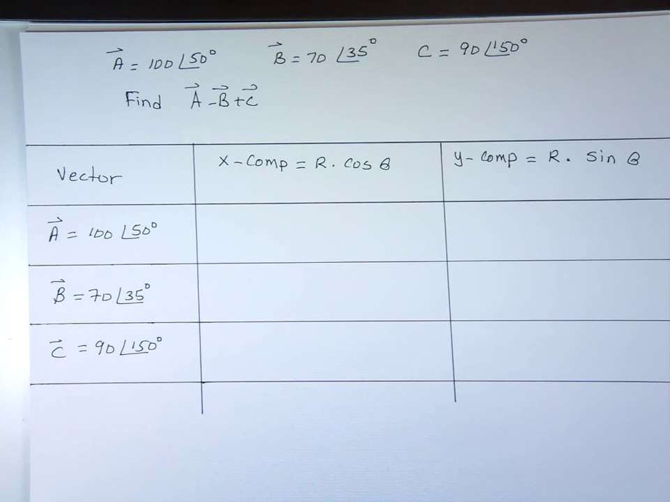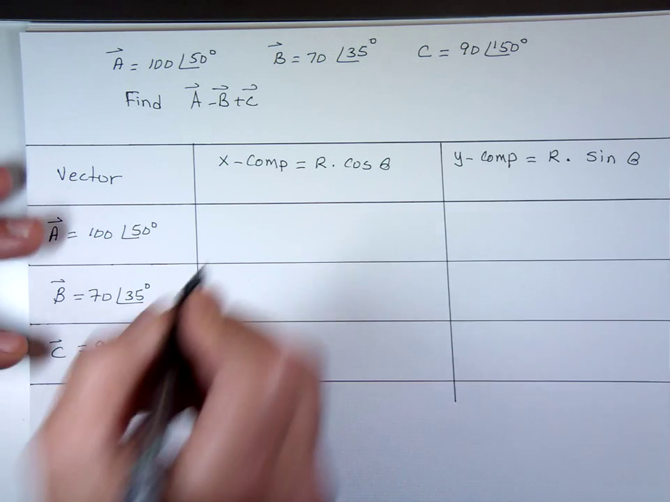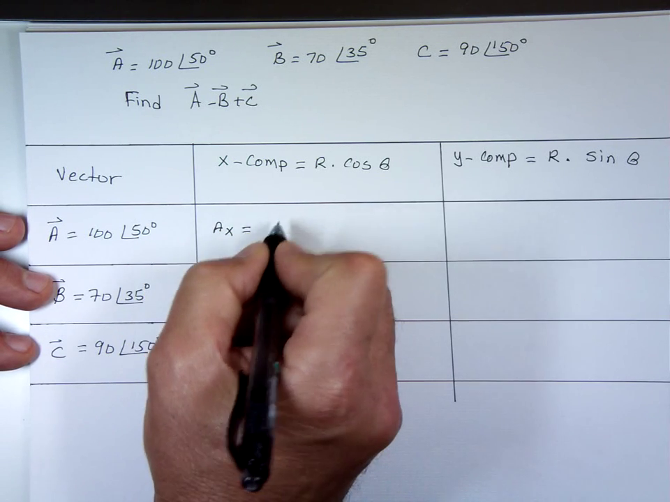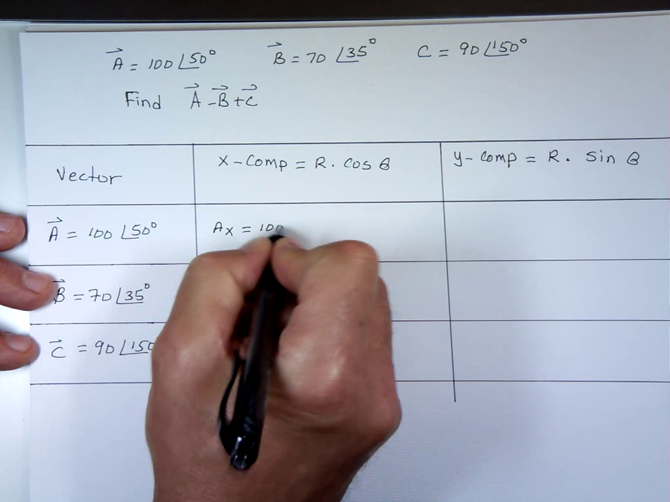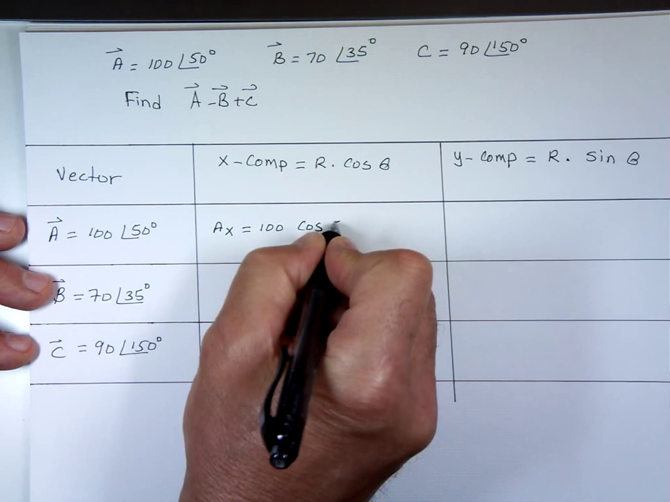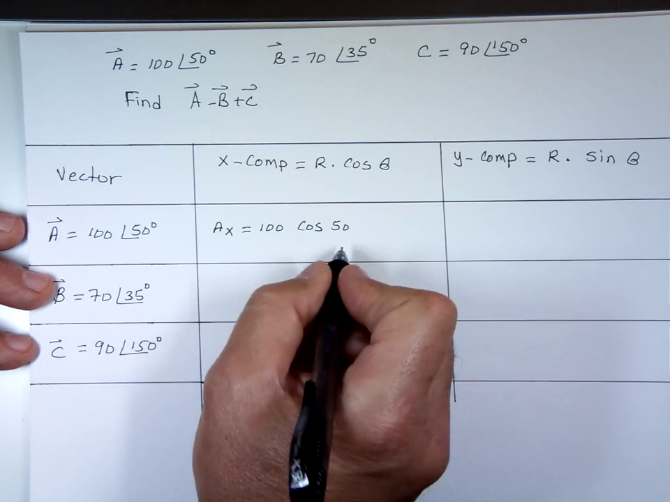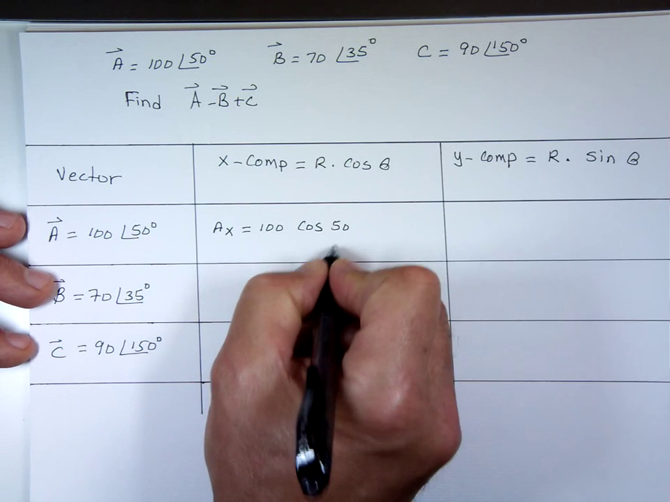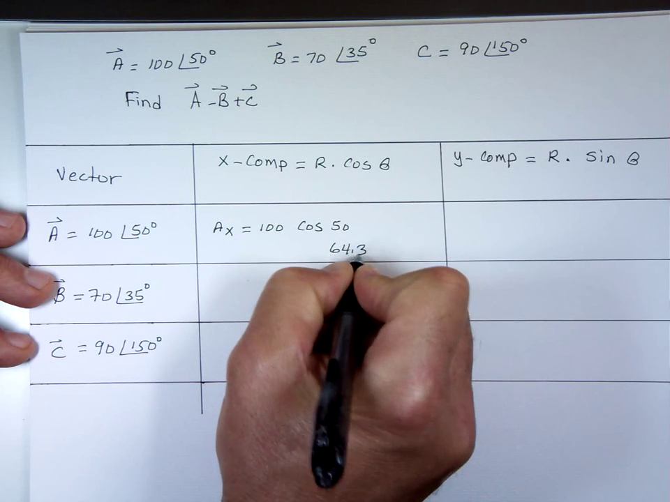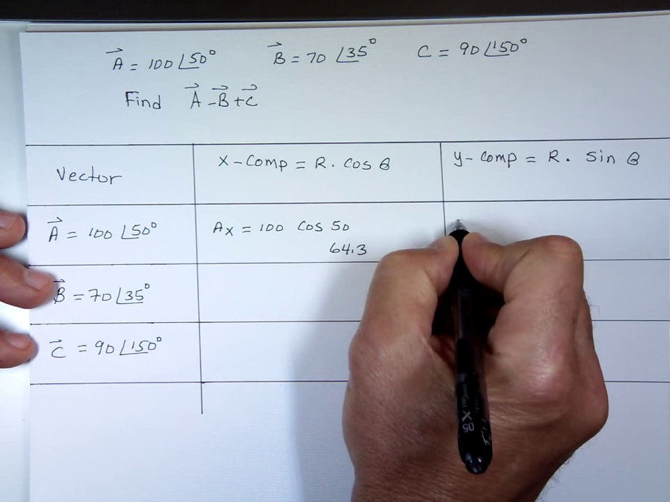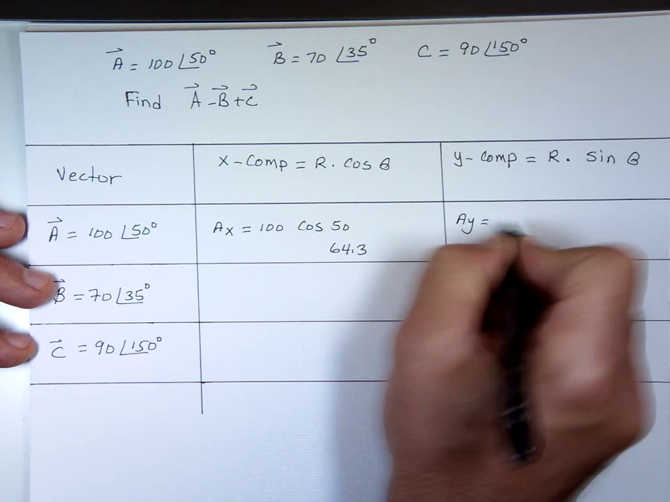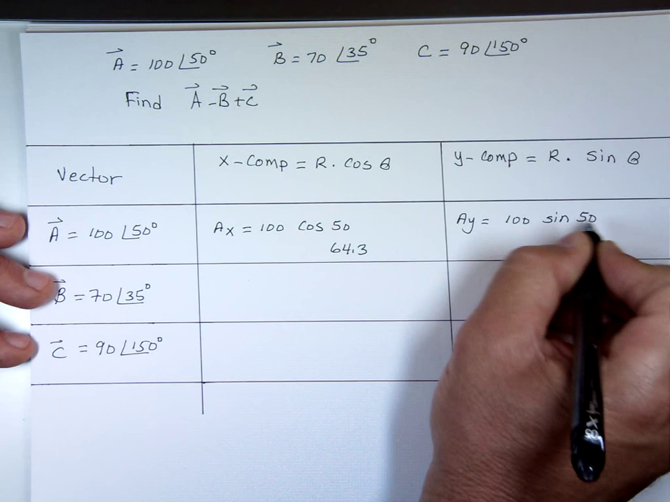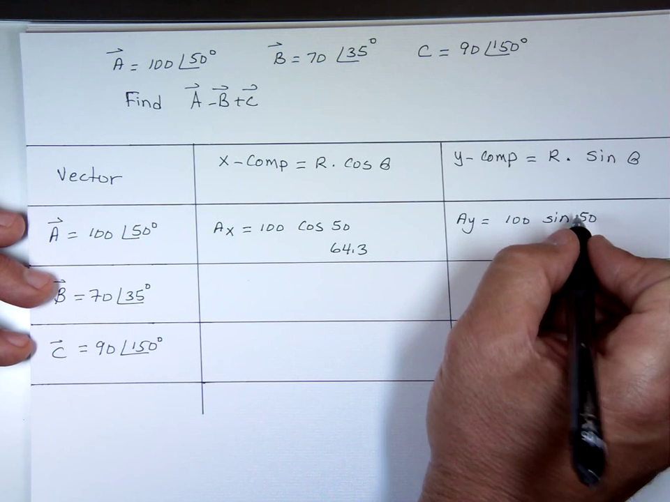Let's look at the first vector. This is A sub x, the x component. It's 100 cosine 50. And again, if I push the right button, that's 64.3. The y value, 100 sine of 50, and that's 76.6.